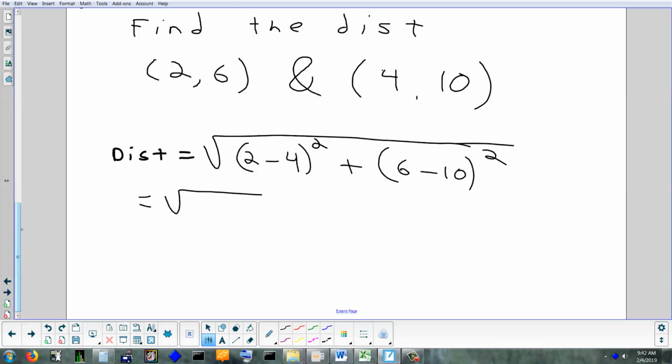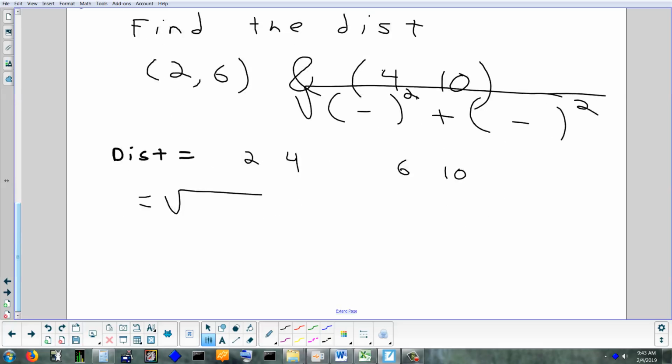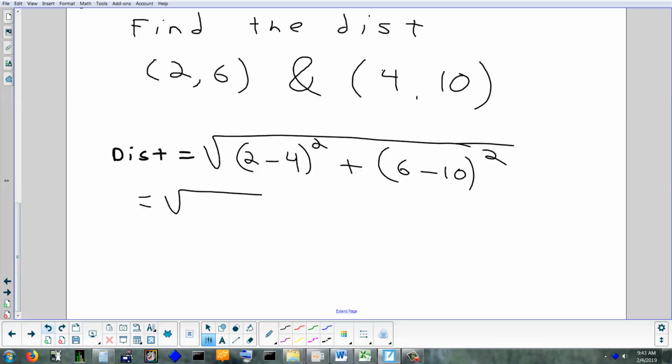All right. So when we do that out, Peter, what's 2 minus 4? Yep, and then when you square it, 4. Plus, Maddie, what's 6 minus 10? Negative 4. Negative 4, and when you square it? 16. Okay, so we get square root of 20.